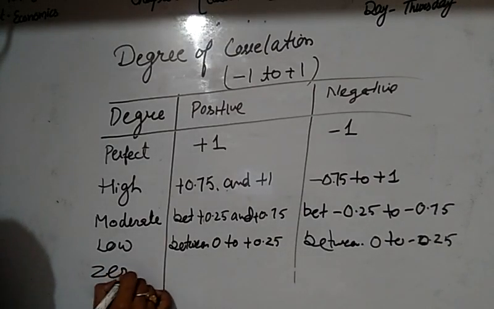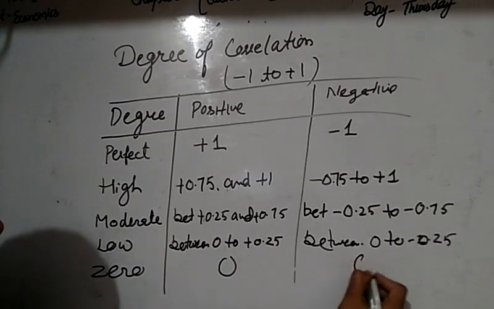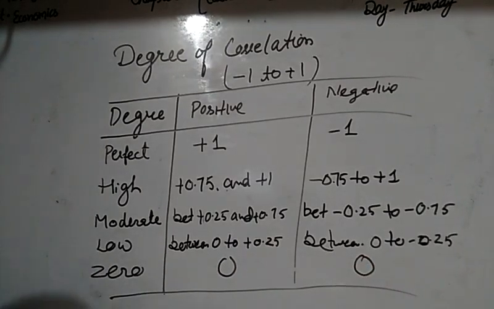Last is 0. When no correlation is there, the value of the correlation is 0. So it means no correlation is there. So clear, students?